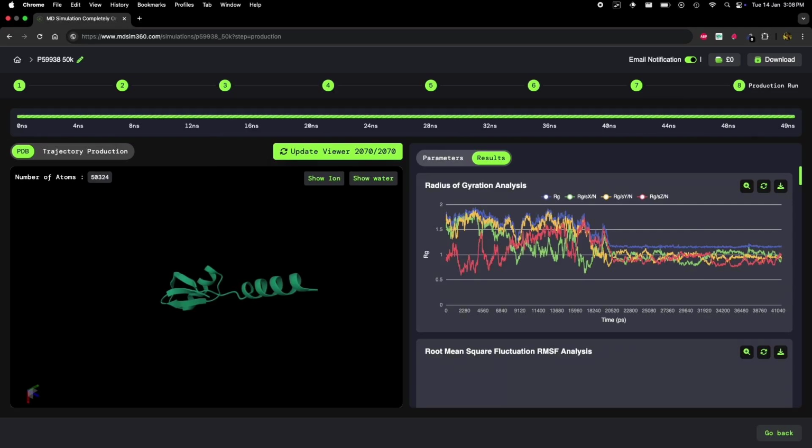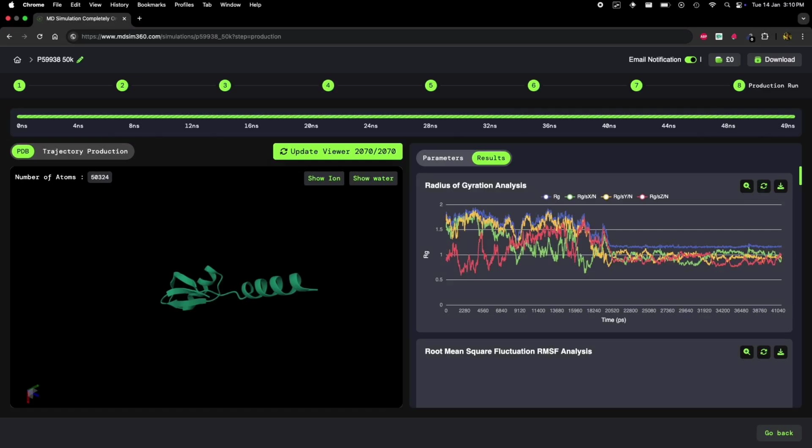As we look at the current data, we can see a sudden drop in the radius of gyration, which clearly signals that the protein is folding and becoming more compact. What's great is that MD-Sim 360 allows us to compare this in real time with the actual trajectory file. Yes, the trajectory is available live, which adds an extra layer of insight.